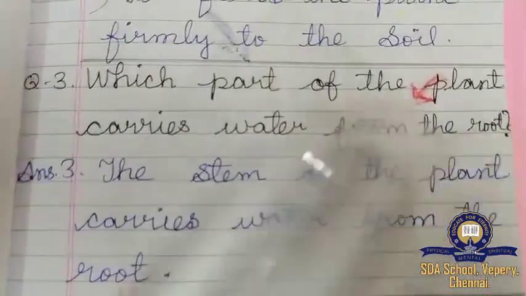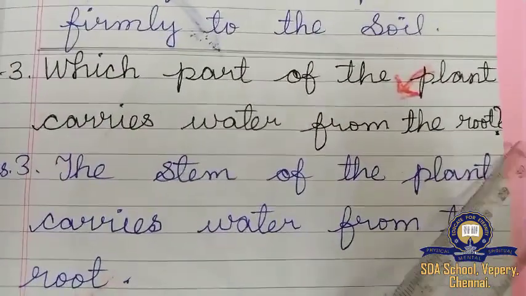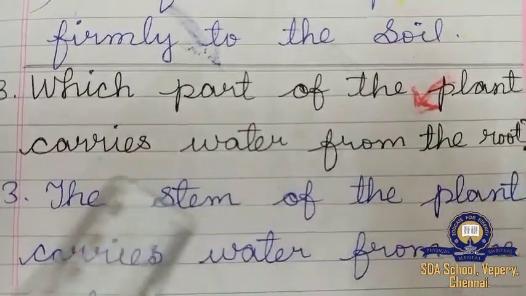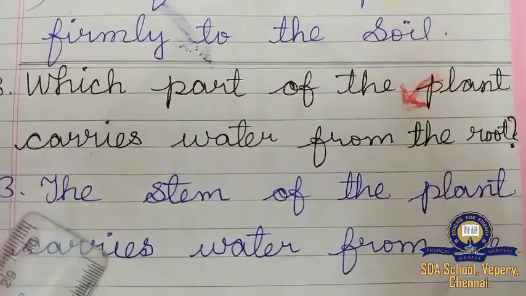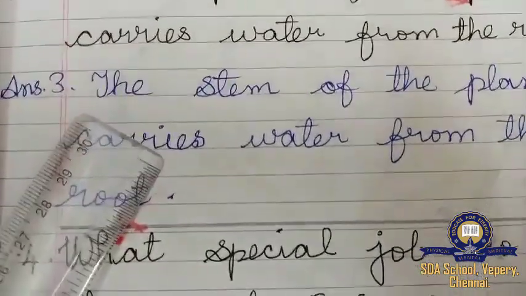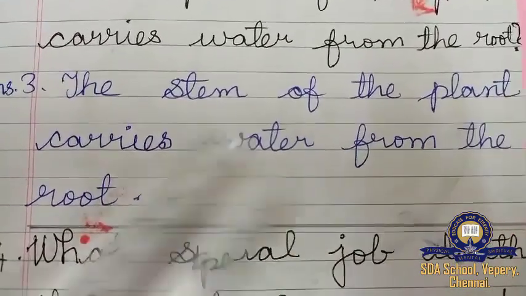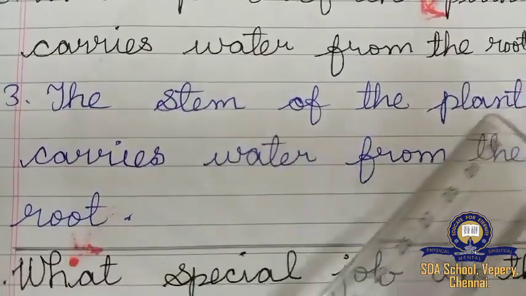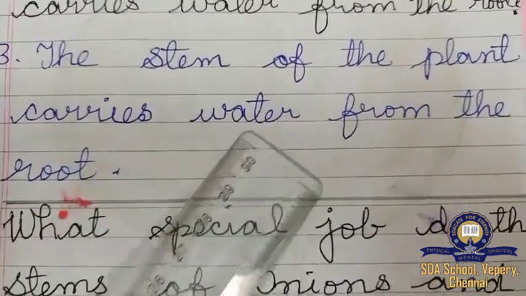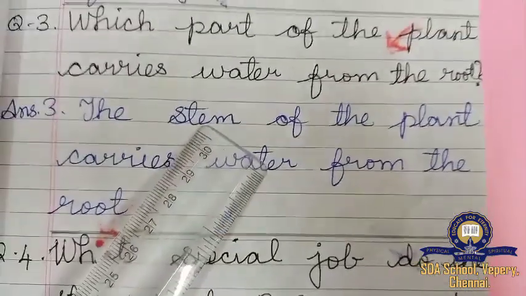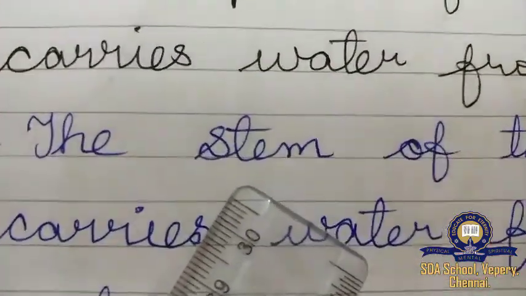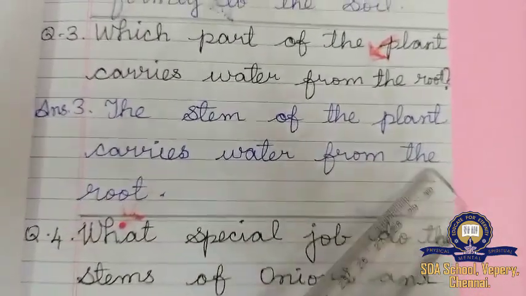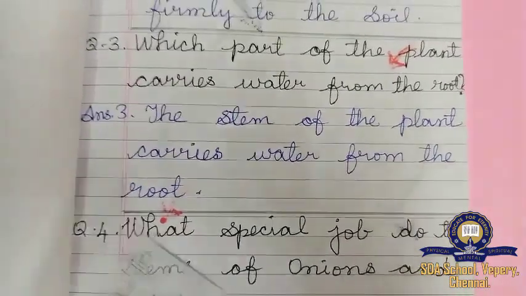Which part of the plant carries water from the root? Okay, we pour water in the root, but which part of the plant carries water from the root? The answer is the stem. The stem of the plant carries water from the root. You are going to learn only stem. S-T-E-M, stem. The stem of the plant carries water from the root. You can write from the question.